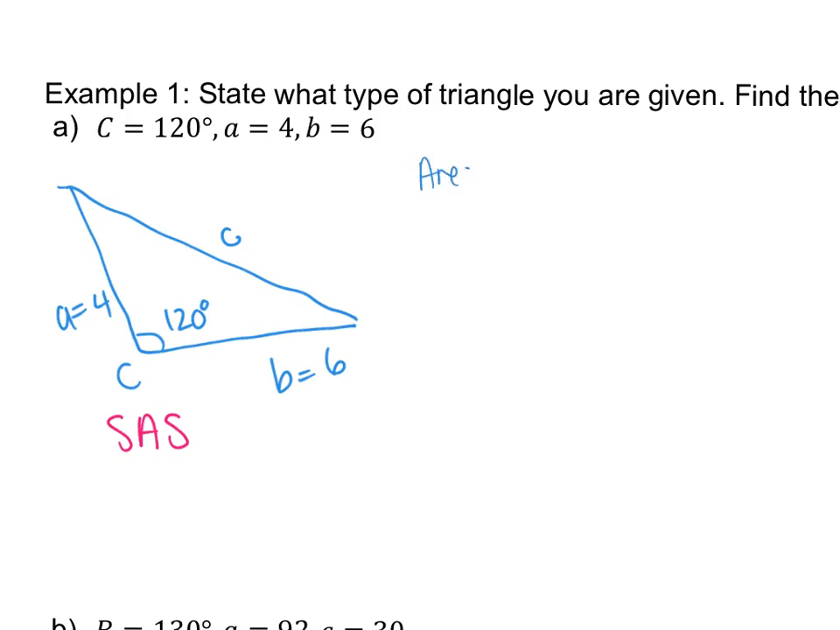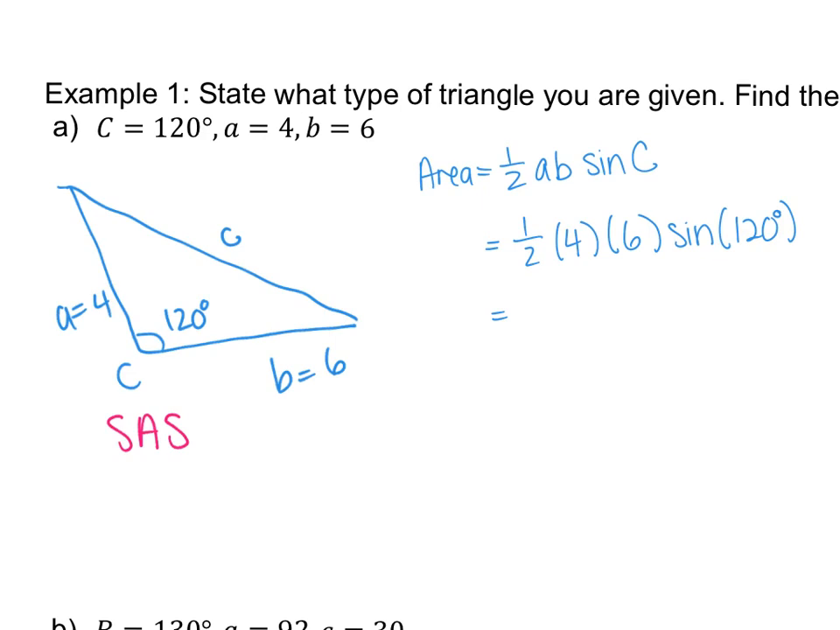So the area would be equal to 1/2 a times b times sine of C. So my a is 4, my b is 6, and my sine is being plugged in, 120 is my angle. So I can go ahead and just plug this all into my calculator in one go. And if I do, I get 10.392 if I round to 3 decimal places.